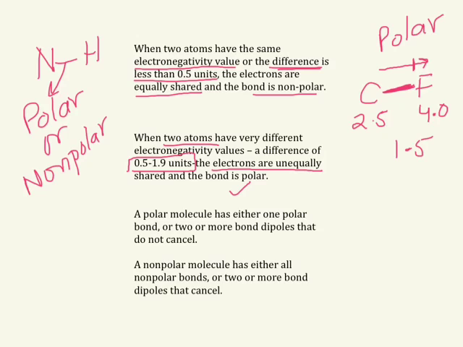Now, there is a difference between saying a polar bond and a polar molecule. When we are calling the whole molecule polar, it has either one polar bond or two or more bond dipoles that do not cancel each other. Now what does that mean?